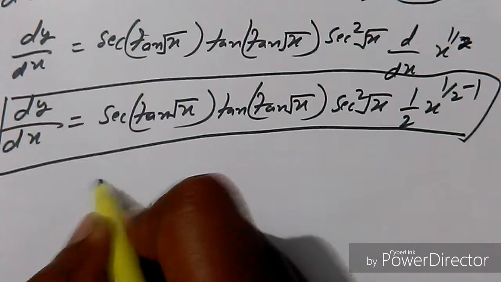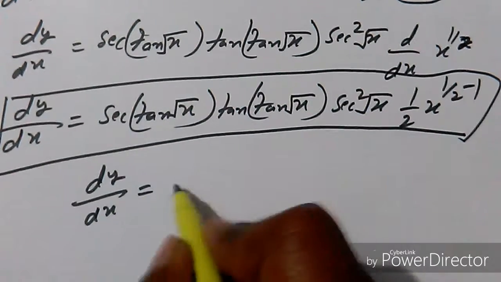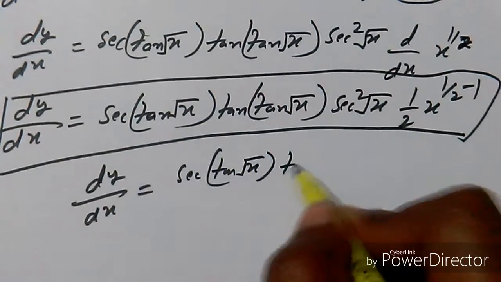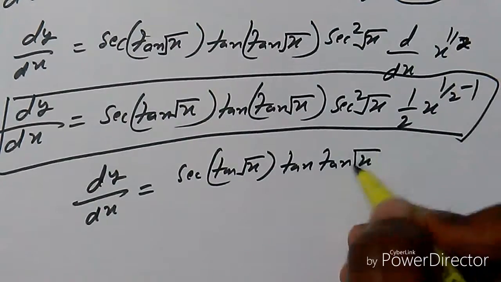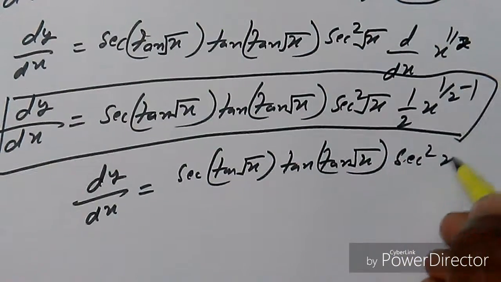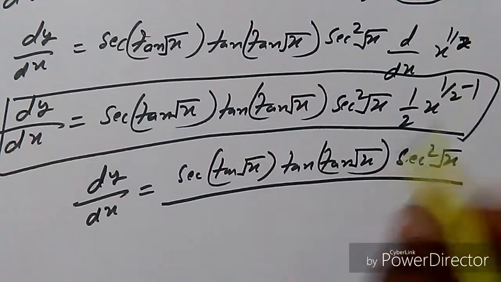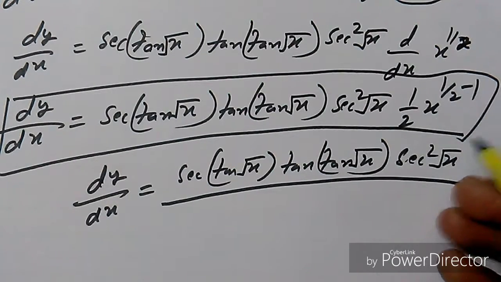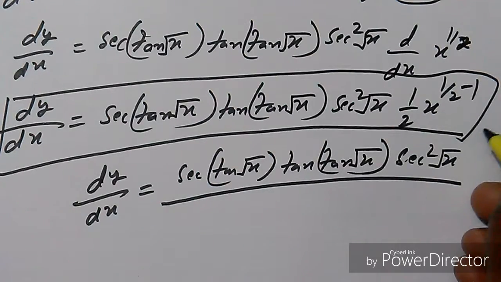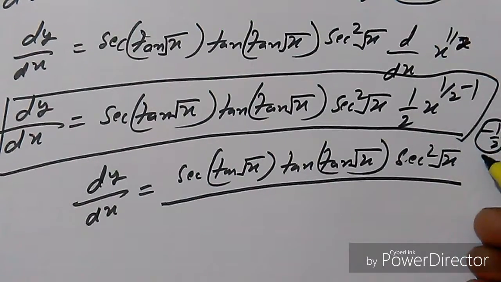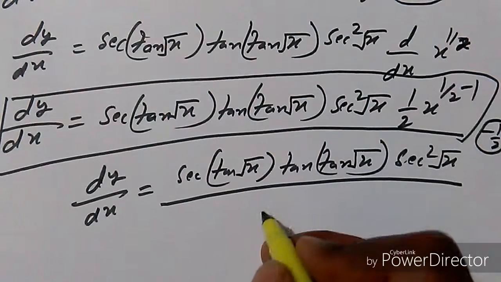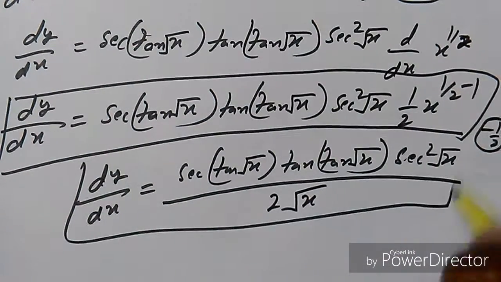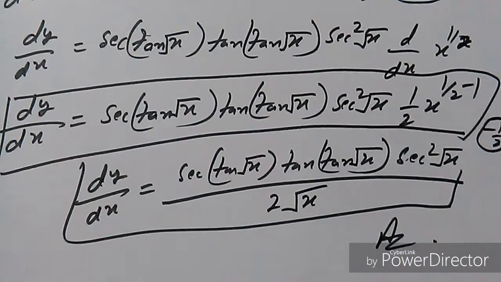And now the answer is dy by dx is equal to sec tan root x, tan root x, sec square root x, and as we solve 1 by 2 minus 1, we take the LCM, then the power minus 1 by 2 comes, then we convert it into 2 root x. That is the complete derivative. Thanks. Okay my friends, bye, thank you.